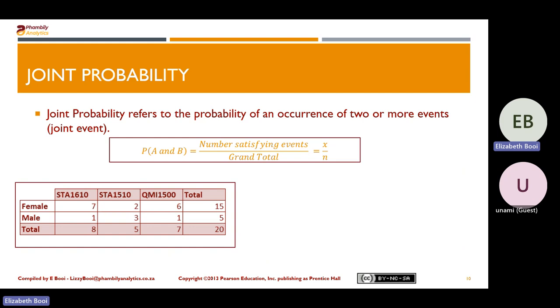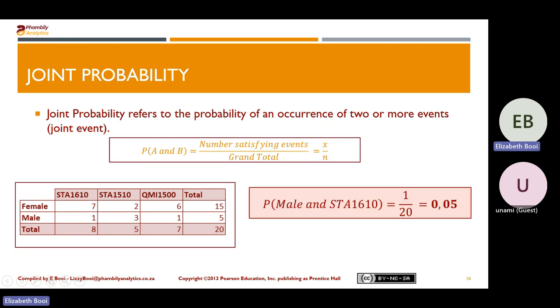Looking at the same example, where do we see joint events? STA 1610 and female, there are 7 of them. It means students registered for STA 1610 and they are female. There are 7 of them. Those are joint events. So this is where you calculate your joint probabilities.